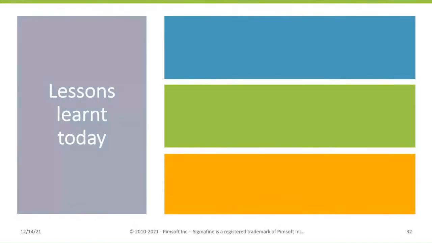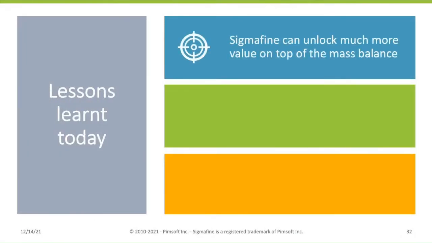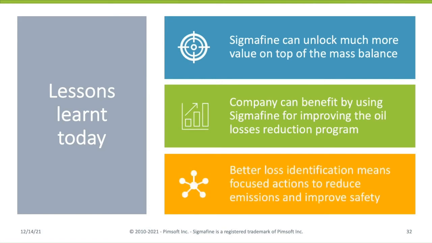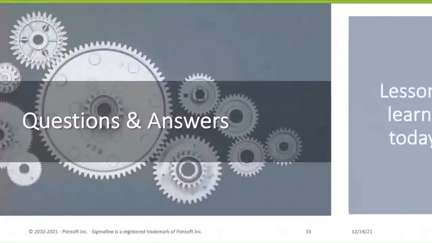So today we learned that Sigmafine can unlock much more value on top of the mass balance. The company can benefit by the use of Sigmafine for improving the oil loss reduction program. And the better loss identification means focused action to reduce emissions, improve safety, and profitability.